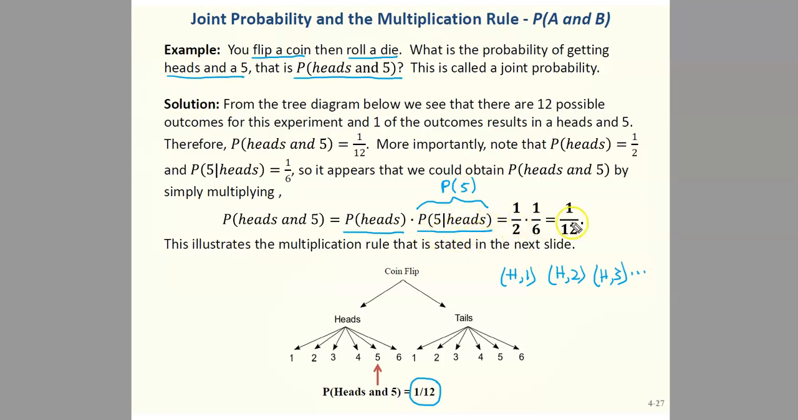So we see that the 1/12 is really the probability of getting heads times the probability of getting a 5. Now, is that a coincidence? No, that is always going to happen, and that's called our multiplication rule. We evaluate the probability of getting heads, multiply it by the probability of getting a 5, and that's our probability of getting heads and a 5. That's how the multiplication rule works. So let's take a look at the multiplication rule here in our next slide.